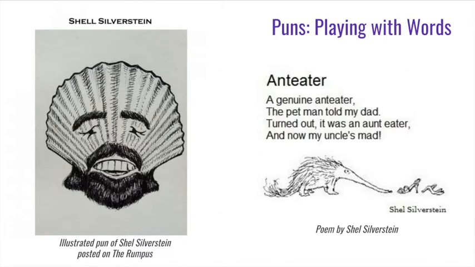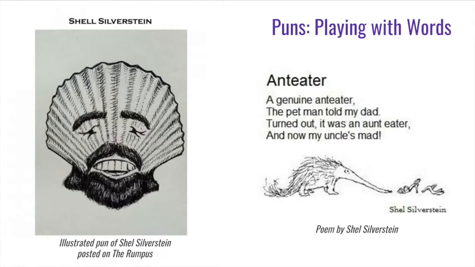So sometimes a pun could be a visual pun. On the left side of the screen, you'll see this illustration of Shel Silverstein, the poet, which was posted on the Rumpus. And they are playing off the sound of his first name to create this visual pun. Sometimes you're playing off words that are the same word that have two different pronunciations.